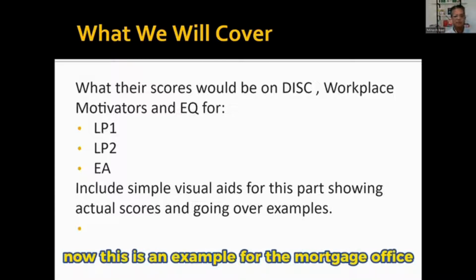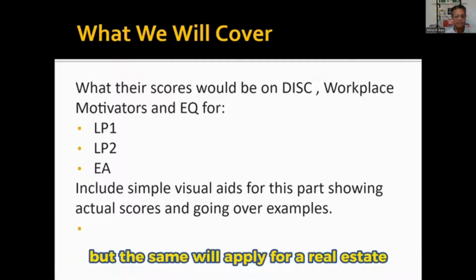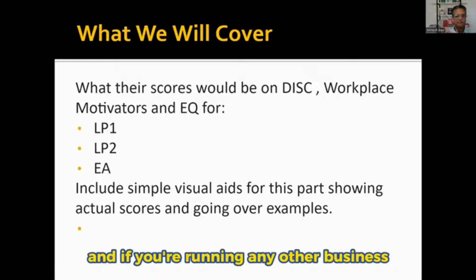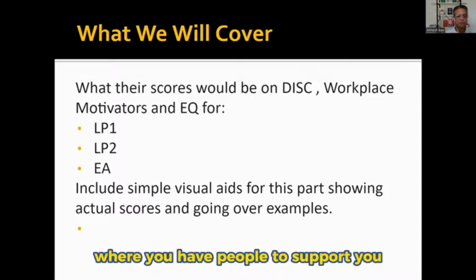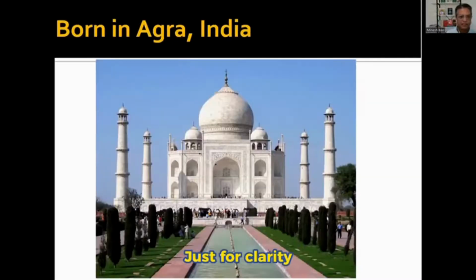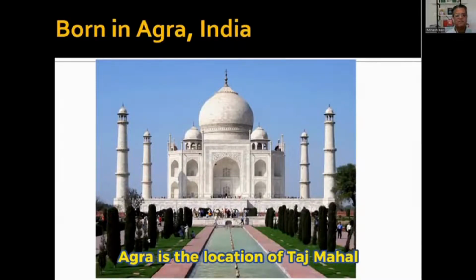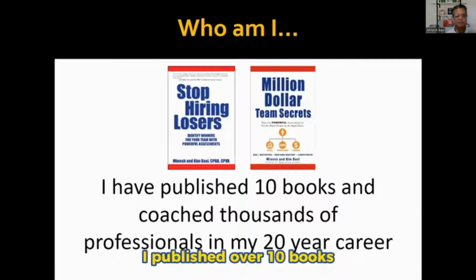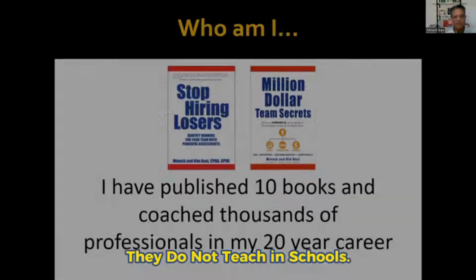This is an example for the mortgage office, but the same will apply for real estate, and if you're running any other business where you have people to support you, this would definitely be applicable as well. Just for clarity, I was born in Agra, India, so my accent is different. Agra is the location of the Taj Mahal, by the way. I've published over 10 books, including Stop Hiring Losers and $1 Million Team Secrets, and I'm currently writing with my daughter a book called 7 Critical Career Skills They Do Not Teach in Schools.